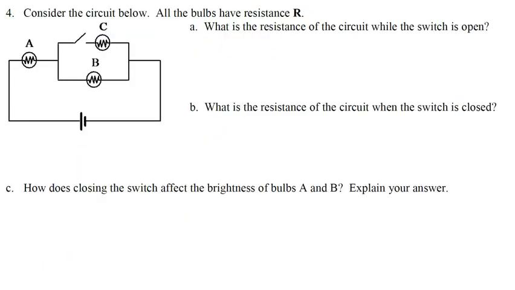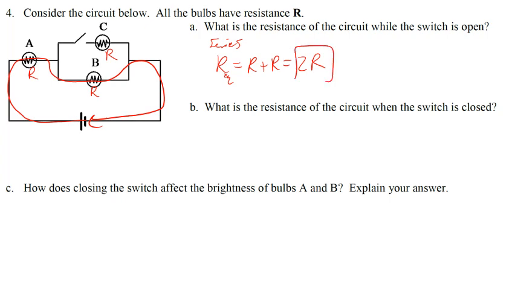Finally, consider the circuit below. All the bulbs have resistance R. Okay? So that means they all have the same resistance. Now, what is the resistance of the circuit while the switch is open? Okay, so notice, if that's the case, then the current has to go through here, which means everything is in series. So your equivalent resistance is R plus R, which is 2R. Okay? So your equivalent resistance is 2R.